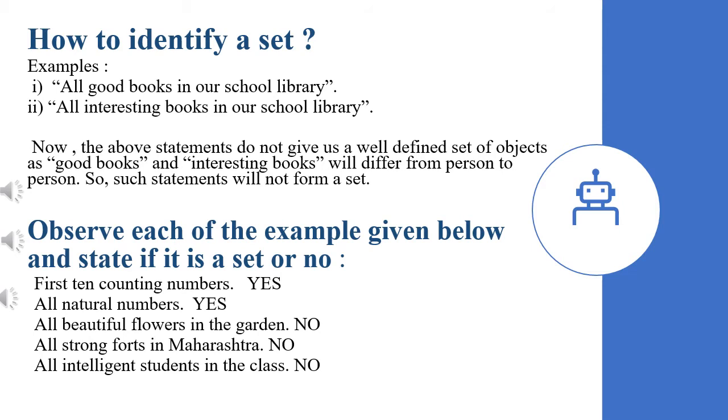Next one, all natural numbers. We know all the numbers that begin from 1. They form natural numbers. So 1, 2, 3, 4, 5 and it goes on. So it is a set.